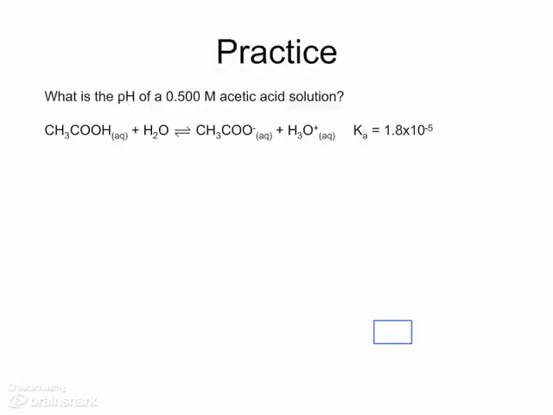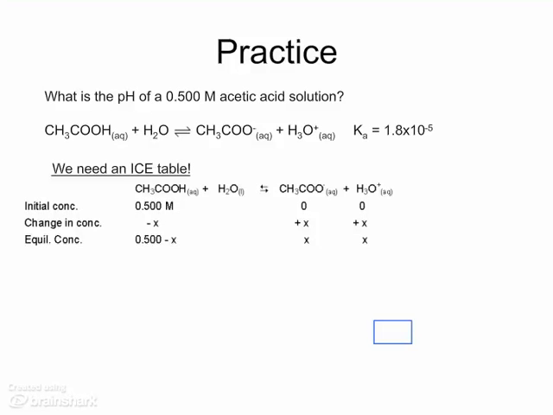Now we want to practice this. We want to solve for the pH of a 0.5 molar acetic acid solution. So the first thing we want to do is write the equilibrium expression. And we write CH3COOH in water is in equilibrium with acetate ion and H3O+. And a Ka is given for this reaction as 1.8 times 10 to the minus 5.